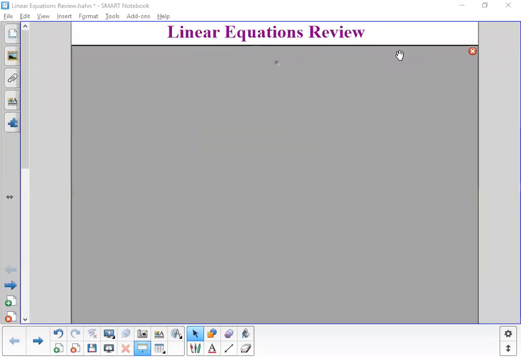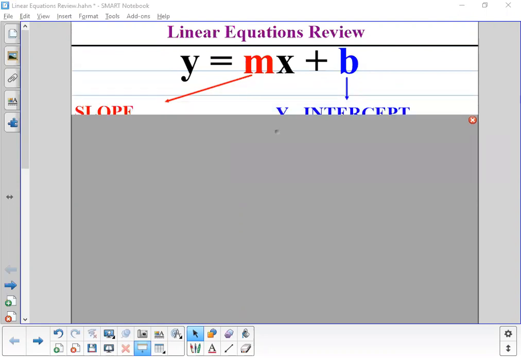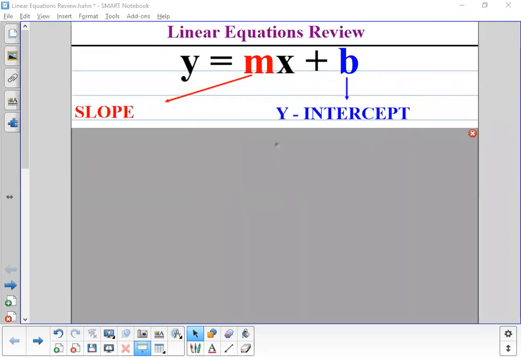A linear equation is an equation whose graph is a straight line. And one of the forms of the equation would look like this: y equals mx plus b. M represents the slope of the line, and b represents the y-intercept. So we're going to be using the ideas in a linear equation for chapters 4 and 5. So I want to make sure that you guys really remember and understand how linear equations work.